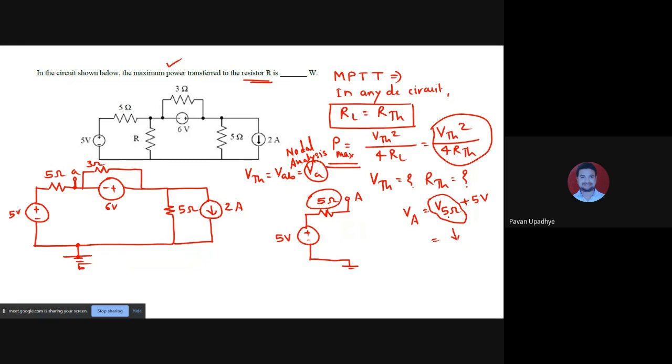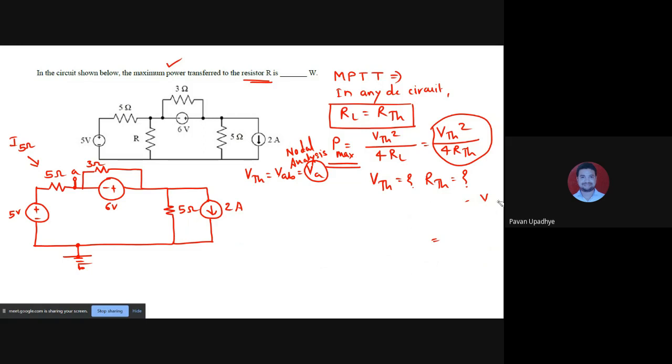Finding out V5 ohm is possible if you already know that the resistance is 5 ohm, then you should only know the current, and your job is done. So our next target is to find out the current through 5 ohm. Which 5 ohm? This 5 ohm. That is why we changed our target to finding out the current through 5 ohm.